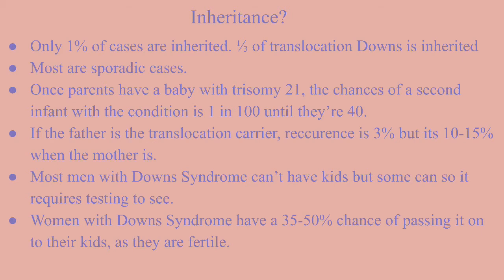Most men with Down syndrome can't have kids, but some can, so it requires a sperm count test to see if they are or aren't fertile in their individual case. Women with Down syndrome are able to have kids. They have a 35 to 50% chance of passing it on to their kids.